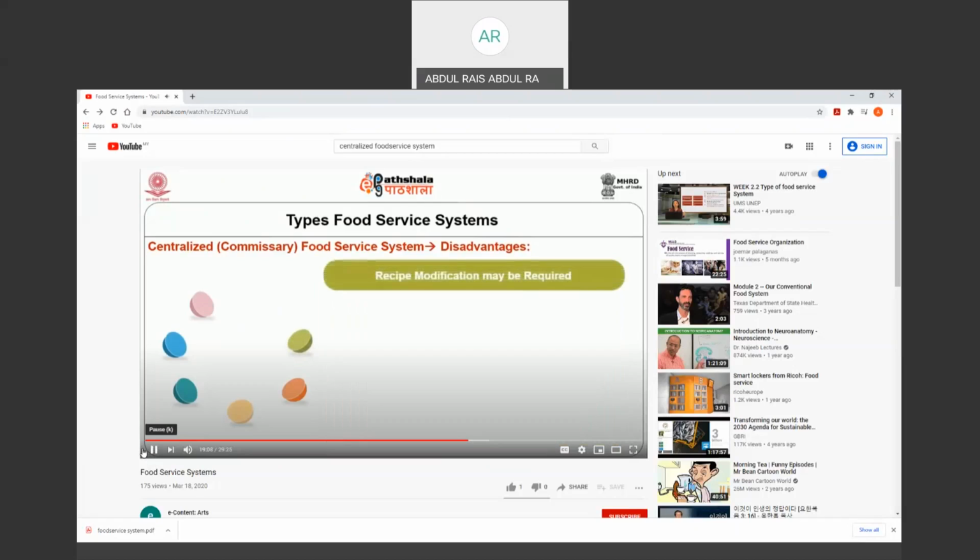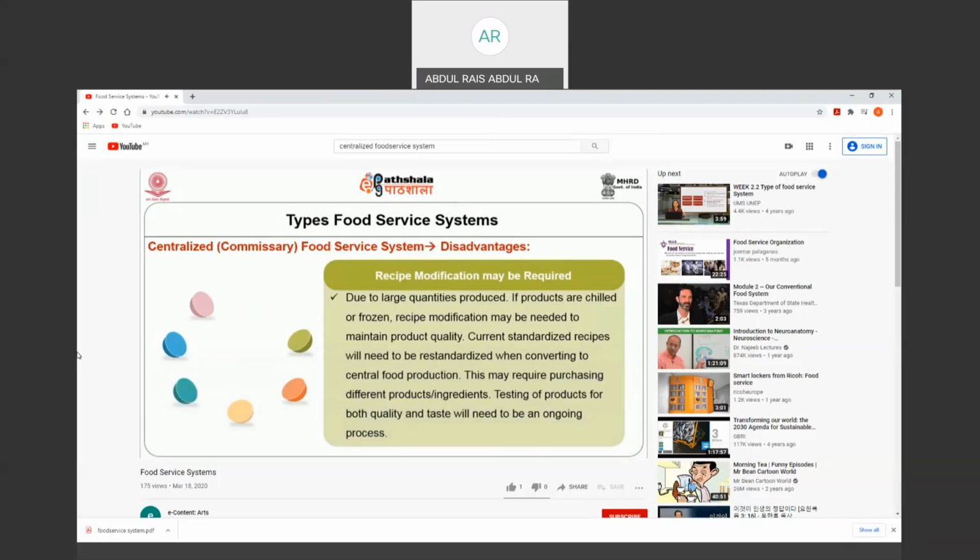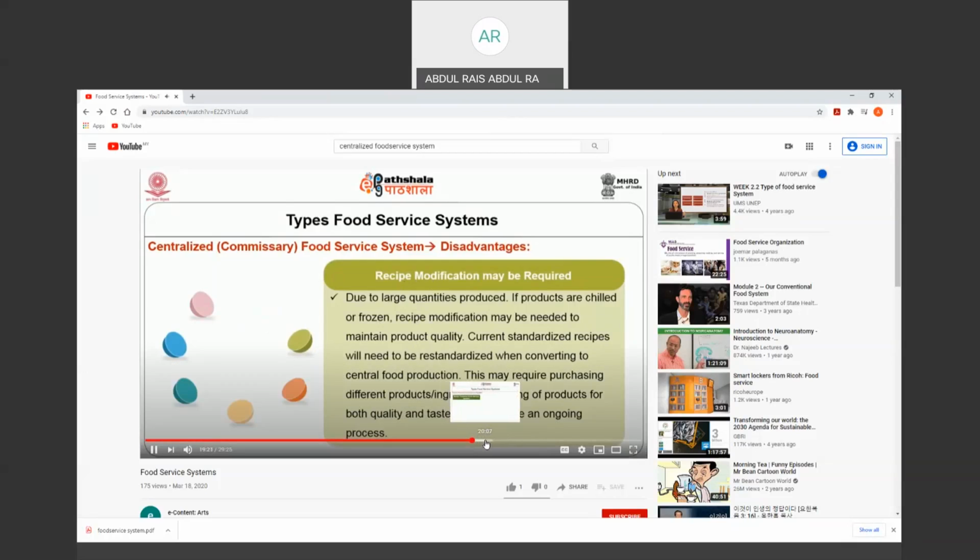Recipe modification may be required due to large quantities produced in a central kitchen. So kalau nasi lemak dimasak dalam centralized kitchen, memang perlu lalui proses recipe modification ni lah. Mungkin setengah bahan tak sesuai digunakan dan perlu disubstitute guna bahan lain. Chilled or frozen, recipe modification may be needed to maintain product quality. Current standardized recipes will need to be re-standardized when converting to central food production. This may require purchasing different products and ingredients. Testing of products for both quality and taste will need to be an ongoing process.